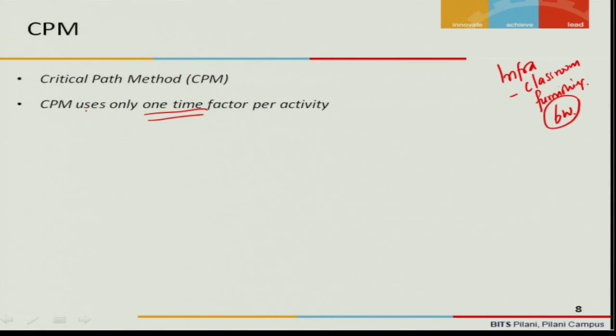Whereas in the next method, which is PERT, you will use a different time scale. We will come to that in the next slide. So in a CPM, you will get just one time estimate.